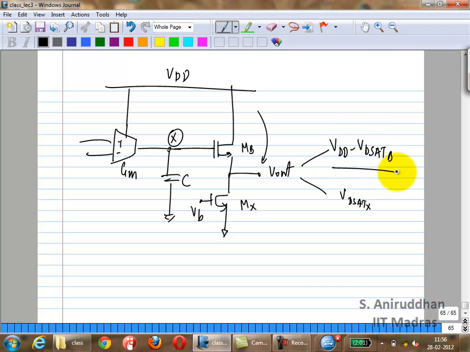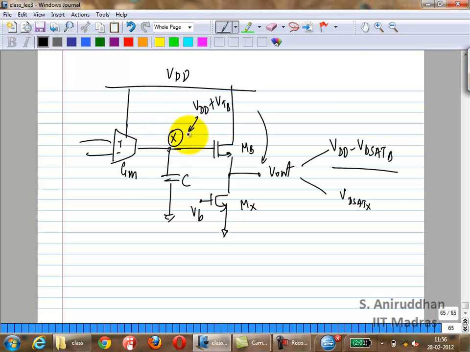Okay. So if it had to be VDD minus VD sat B, what would node X need to be? Plus VGSB. What is that? What is VGSB minus VD sat B? VT, right? This is what it needs to be. Is that possible? Obviously not, because the previous GM stage is going to be driven by the same supply in most cases. Okay.